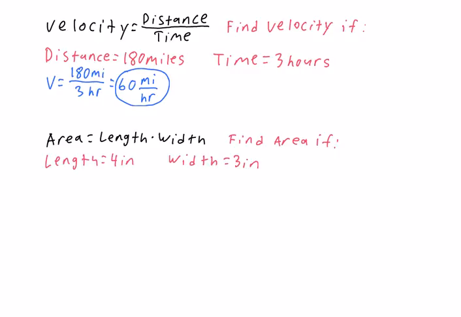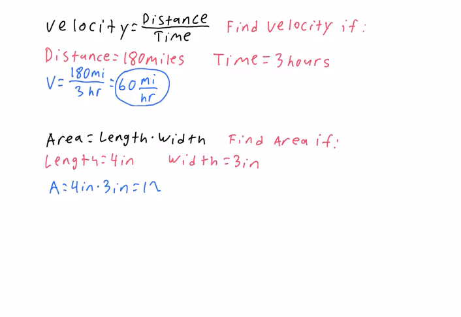Now for the next problem. So say we have area equals length times width. One I really believe you should know. So find area if length is 4 inches, width is 3 inches. Seems easy enough, right? So area, call it A, is length times width. So 4 inches, making sure to keep the units in there, times 3 inches. 4 times 3 is 12.